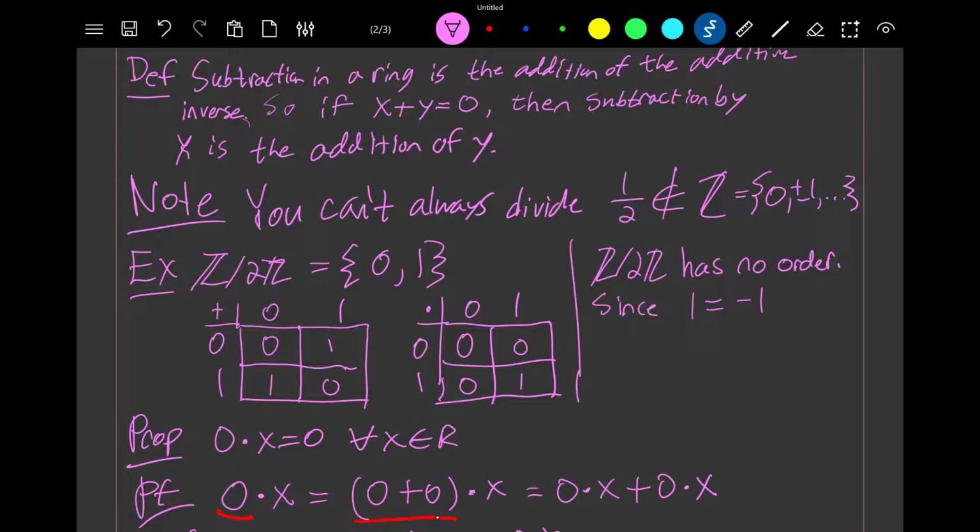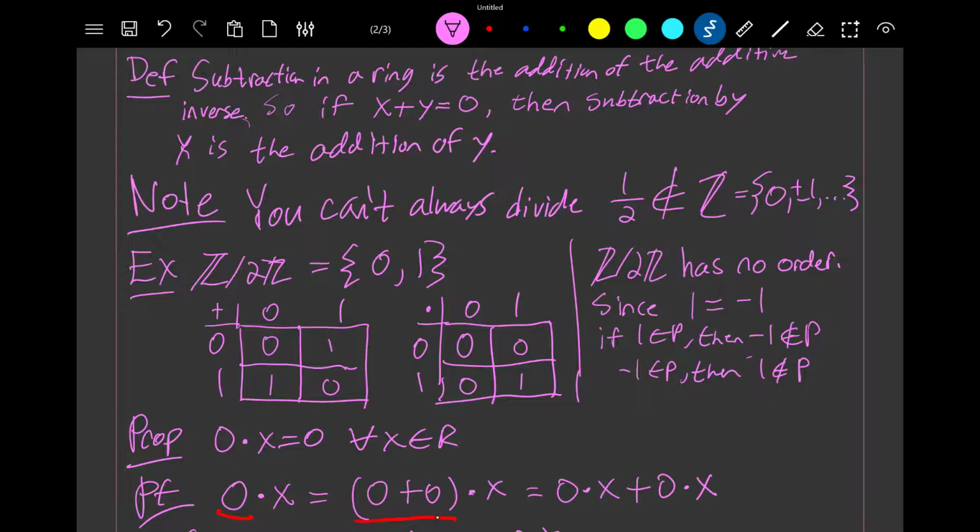But if 1 is in P, then minus 1 is not in P. But that can't happen because they're the same element, which would say 1 is not in P. Similarly, if minus 1 is in P, then 1 is not in P. Since 1 and minus 1 are the same, these statements can't happen. So this doesn't have an order on it.